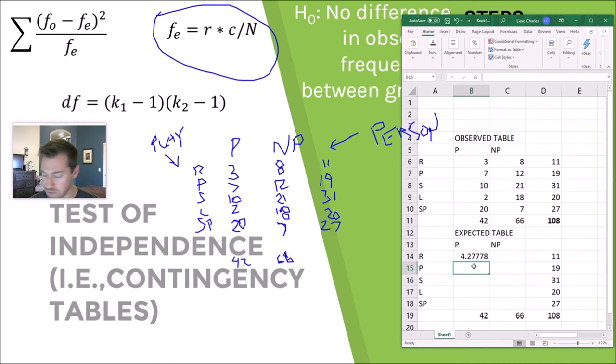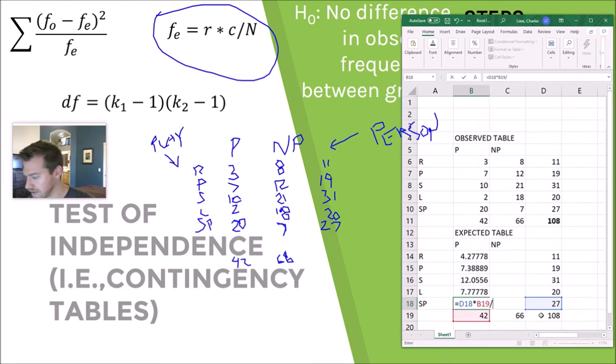All right? And we're going to do the same process for all of these. So row times column divided by total.